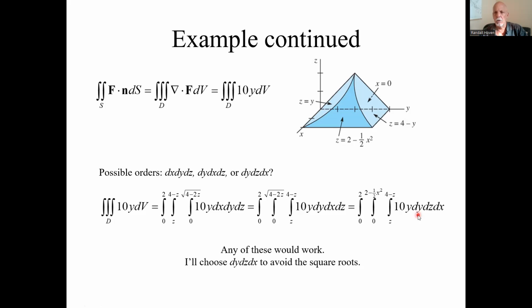And finally, if we do dy, dz, dx, dy is the same, it goes from z to 4 minus z. dz is now a little easier, doing x last, so we can just say z goes from 0 up to this here, which is 3 minus a half x. And finally, x, we said, goes from 0 to 2. So any of those three would work. I'll use this one because there are no square roots involved.